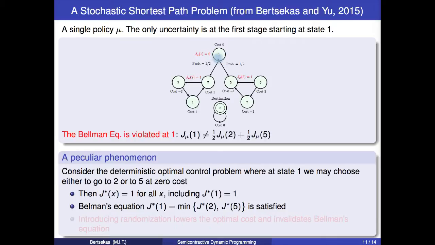But suppose now that we take this deterministic problem and we randomize, so that we can choose a probability for going to the left or to the right. It turns out that the optimal probability is 1/2, and then the cost at 1 drops down to 0. So while Bellman's equation is satisfied for the deterministic problem with optimal cost equal to 1, by introducing randomization, we lower the optimal cost to 0, and at the same time, Bellman's equation is violated.